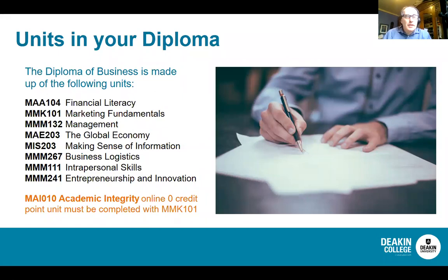So the Diploma of Business is made up of 8 units and 1 academic integrity unit, which is a 0 credit point unit. In the Diploma of Business course, you can see there's a variety of different units that you'll be doing. A financial unit, a marketing unit, management, a unit about the economy, a unit about information and making sense of that, a business logistics unit, a unit about yourself. It's more about reflecting on your own skills and who you are as a person. And finally, the entrepreneurship and innovation unit as well.